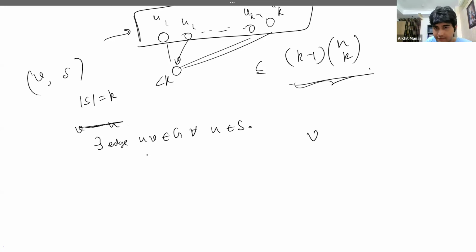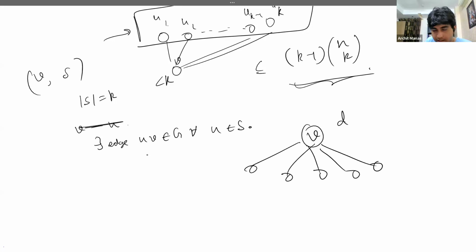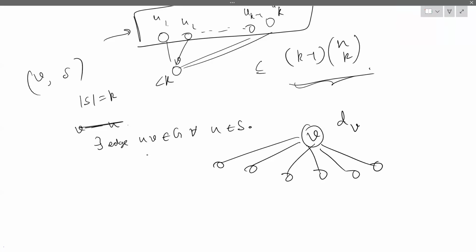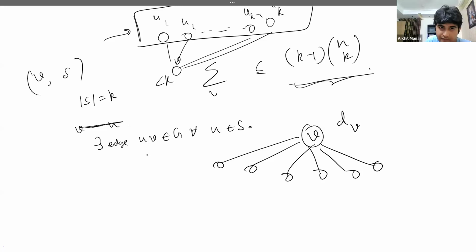So if I have a given vertex v that connects to some people, let's say it connects to d(v) people. How many of these satisfy the requirement? d(v) choose k, exactly. And so here you have this sum. Does everyone agree till now?